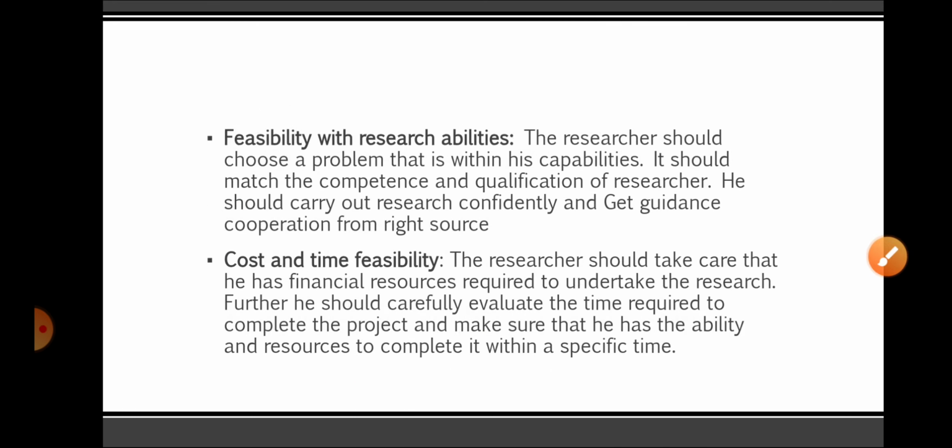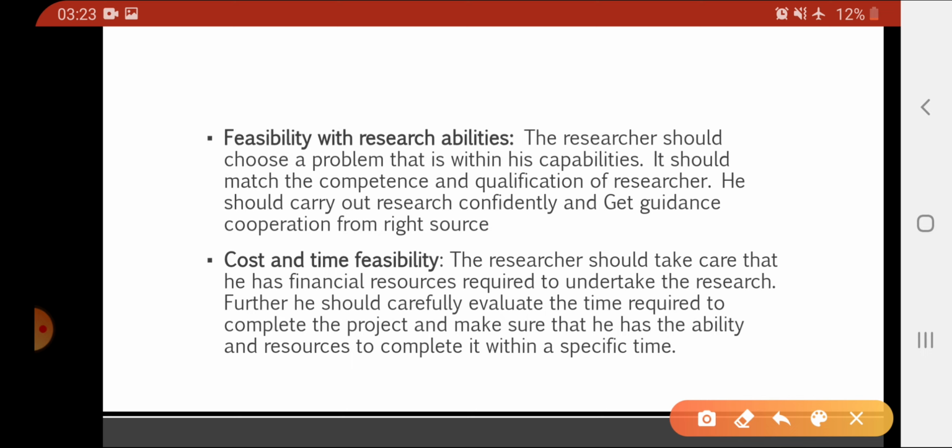Next is feasibility with research abilities. This means that the researcher who is choosing the problem should have all the capabilities to do this. He should be competent enough, and he should have the qualification of a good researcher. Next is cost and time feasibility. That means the researcher should have enough financial resources to make that particular research. He should make sure that the research is completed in a specific time.